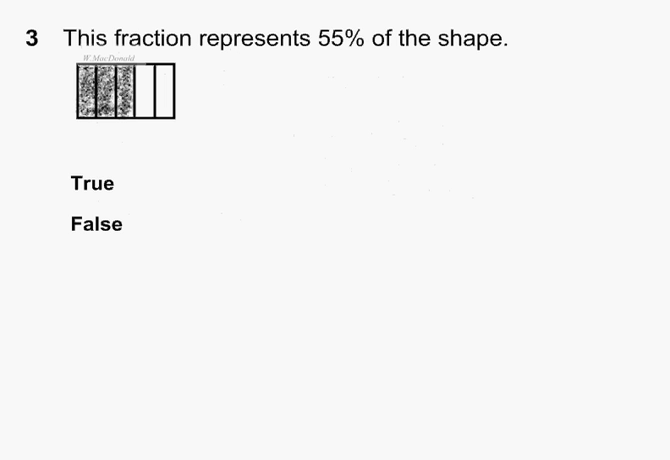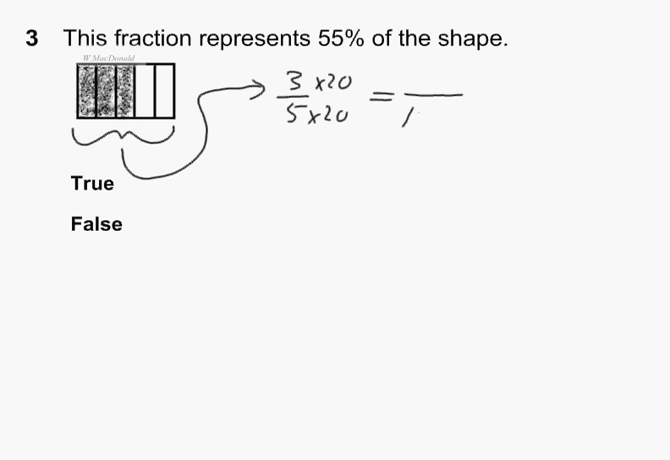Question 3 says this fraction represents 55% of the shape. True or false? So what I'm going to do is first say what fraction this is. And this fraction is 3/5, because it's 5 parts and 3 of them are shaded in. 3/5 as a percentage, there's 2 ways you can do it. The first way is you can create an equivalent fraction that has 100 as a denominator. In this case, 5 times 20 is 100. So if I multiply my numerator by 20, I get 60 out of 100, and therefore it's 60%.